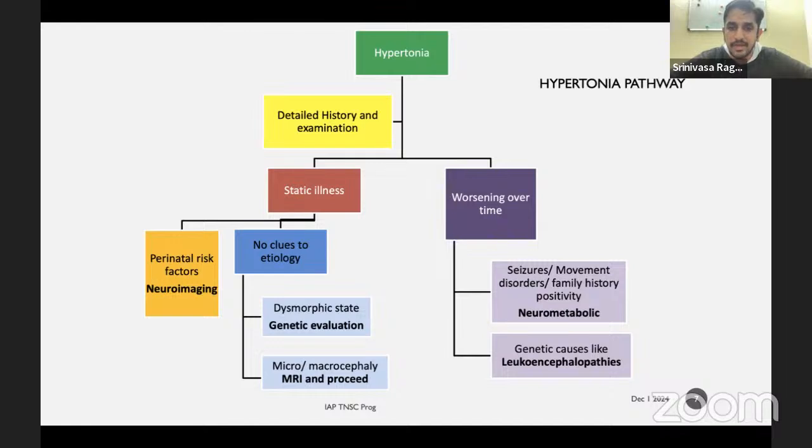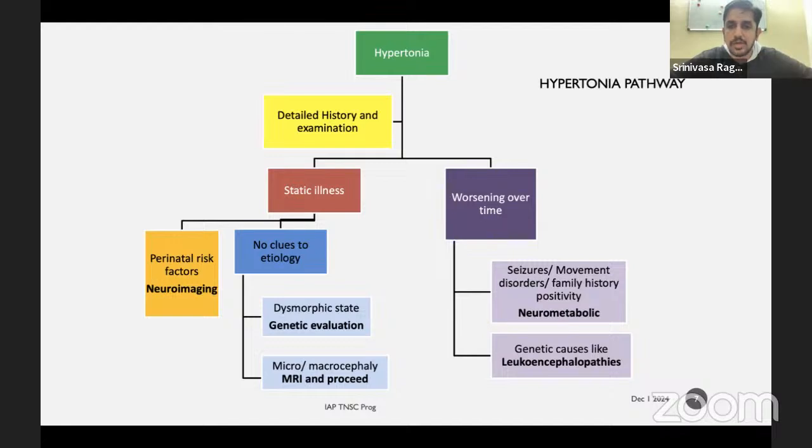based on MRI finding. A child with hypertonia, after detailed history and examination, you notice that there is regression of skills. That is, the child is worsening over time. Definitely, this child may need further evaluation. If it is a secondary or a tertiary care center, you initiate a neurometabolic evaluation. You also look for genetic causes like leukoencephalopathies. But at a primary care level, we can refer to a higher center for further evaluation.